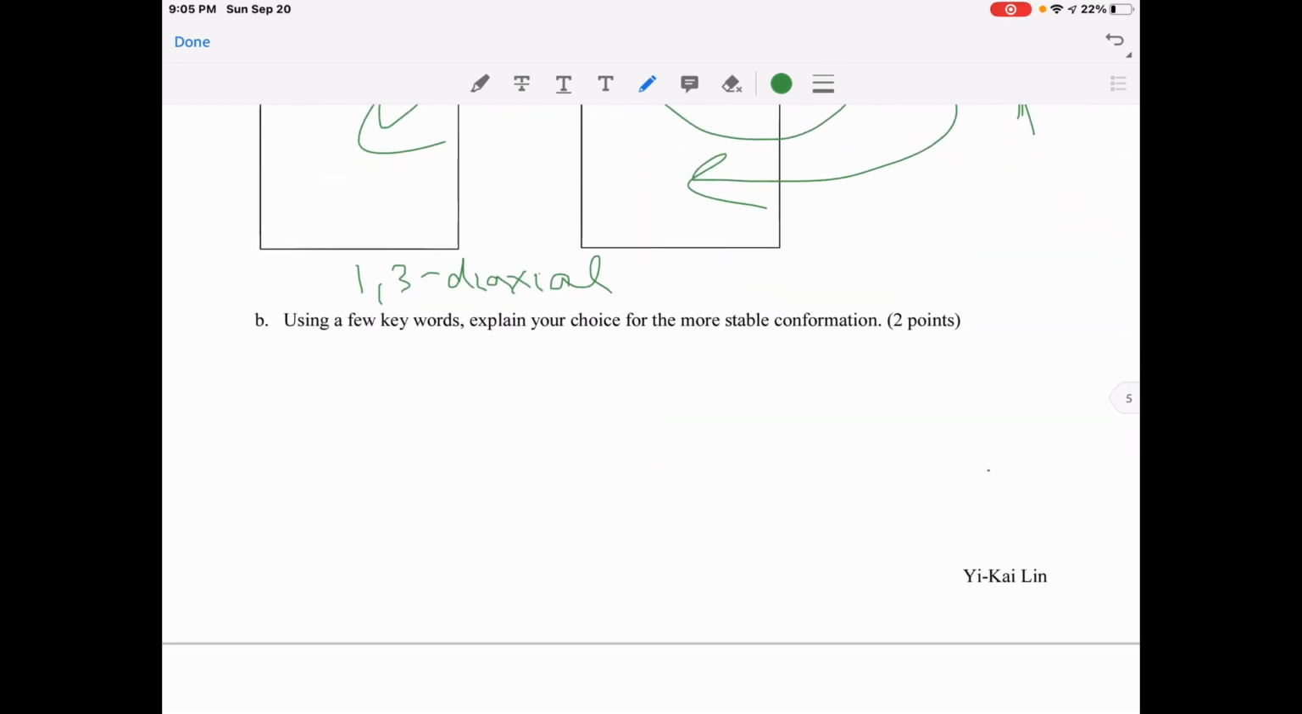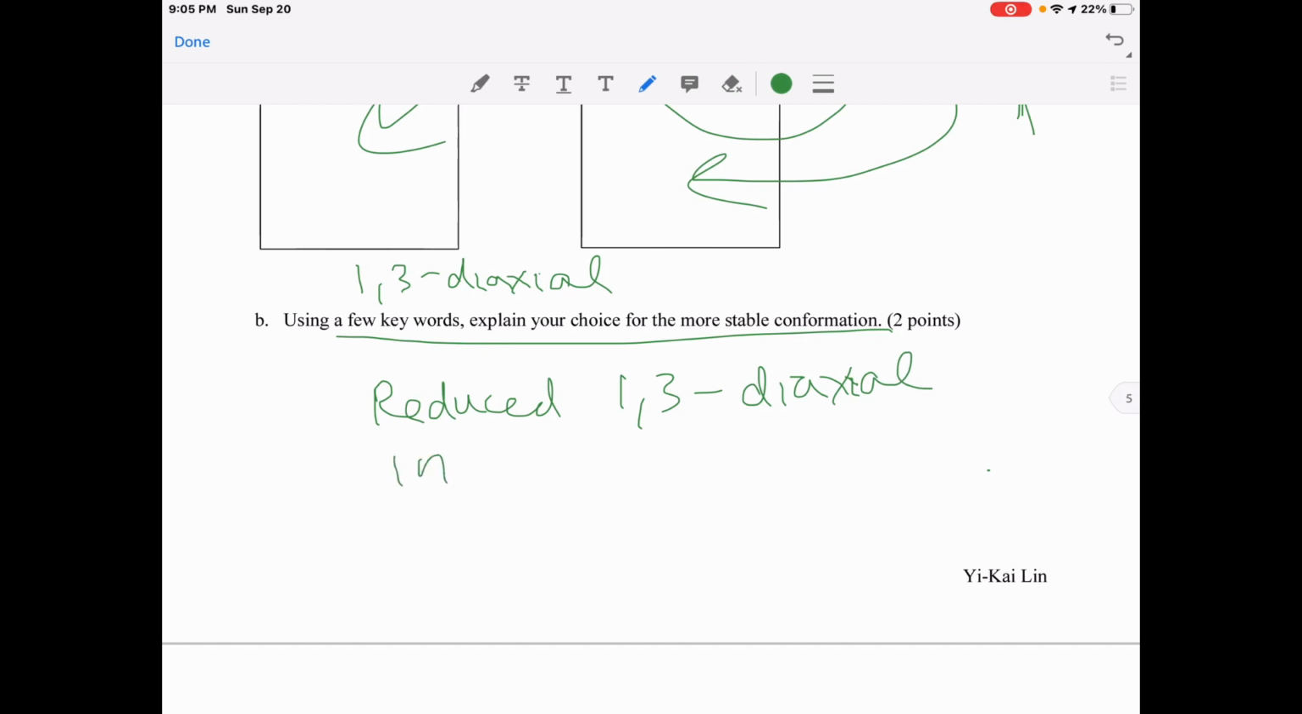So that same explanation is what you basically explain here. Reduced 1,3-diaxial interactions for the conformation on the left.